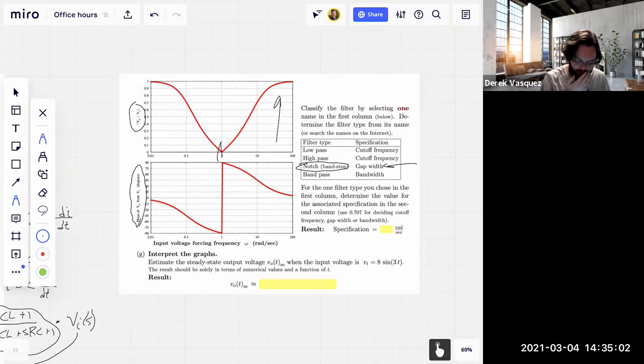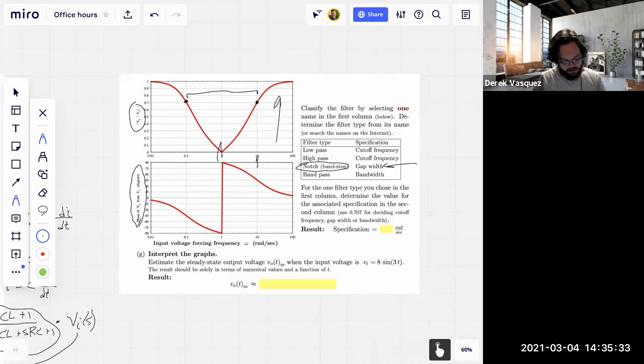Let's see. So you use 0.707 for deciding cutoff frequencies. So you can see we have a magnitude ratio of 0.707 here and 0.707 about right here. And so what we're looking for is the width of this gap.